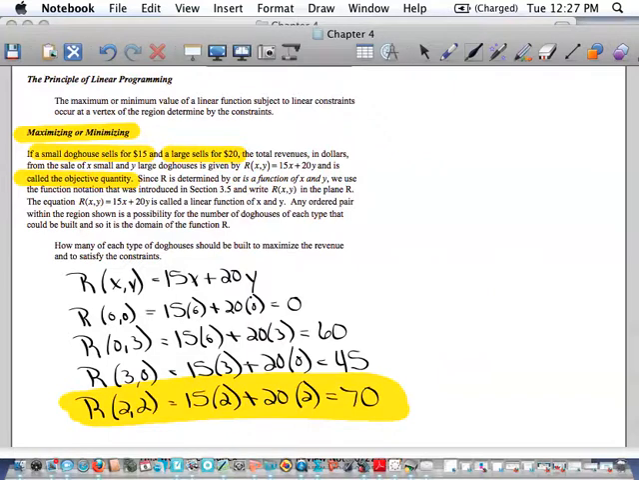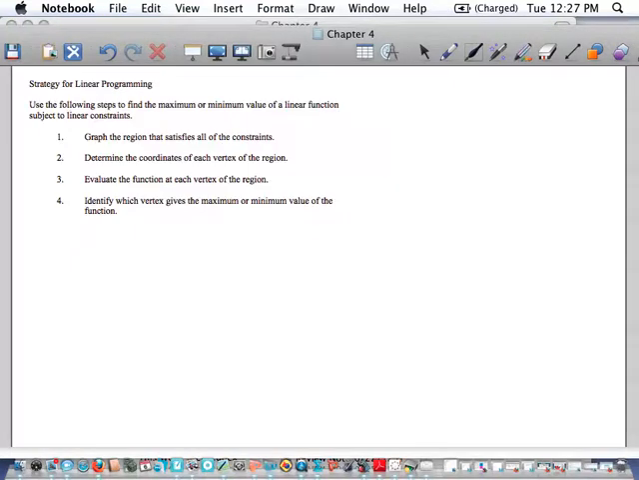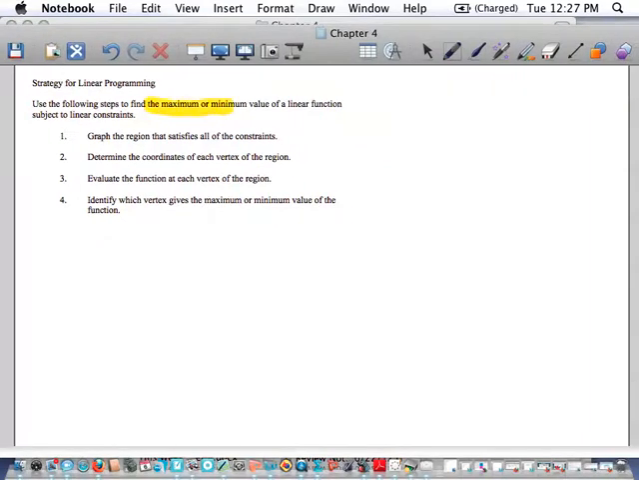So let's take a look at the strategy for these linear programming problems. You're going to use the following steps to find the maximum or minimum value of the linear function subject to linear constraints. Step 1 is to graph the region that satisfies the constraints. 2, determine the coordinates of the vertices of the region. 3, evaluate the function at each vertex of the region, and 4, identify the vertex that gives the maximum or minimum value for that particular problem.